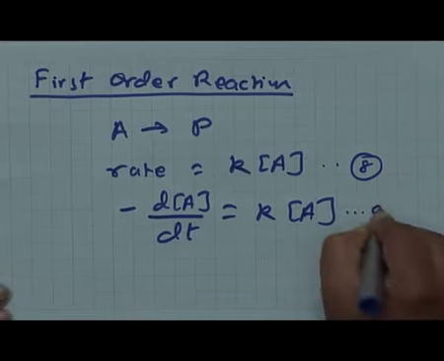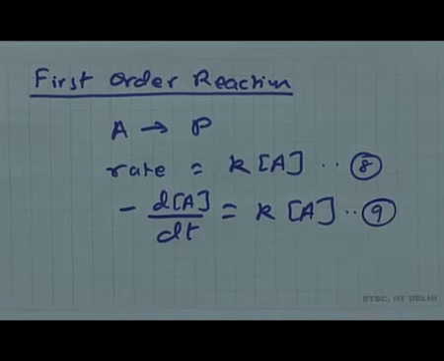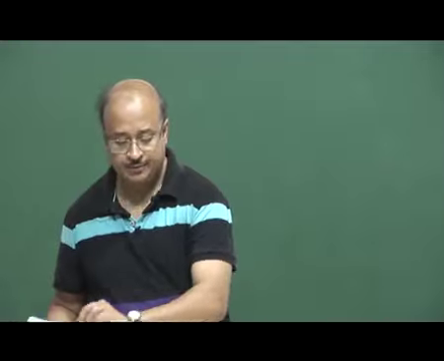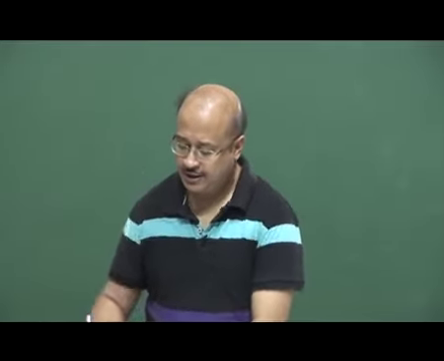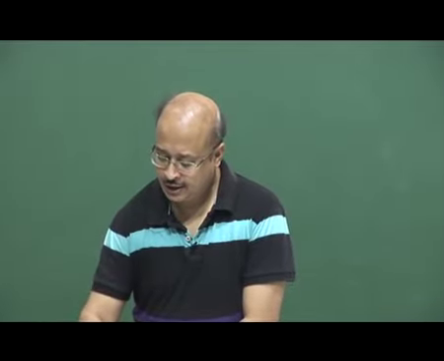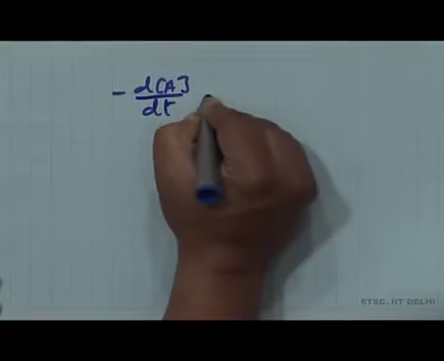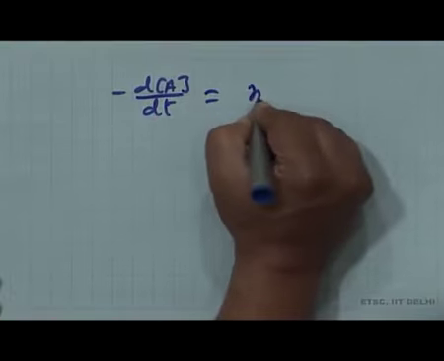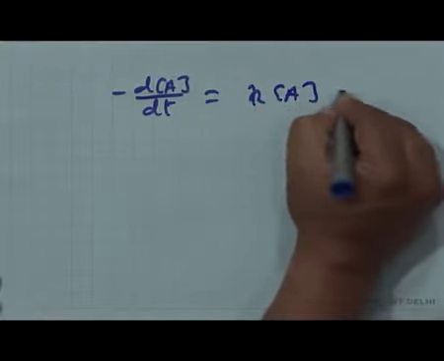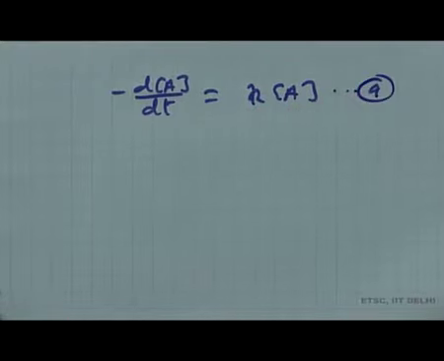So once you have set this up, then it is very straightforward. The key point is to set this expression or this equation up. Okay. Once you have this, then we go ahead and write that minus d of A, so this is what we had, I am writing it again, is equal to K times concentration of A. So this was equation 9.